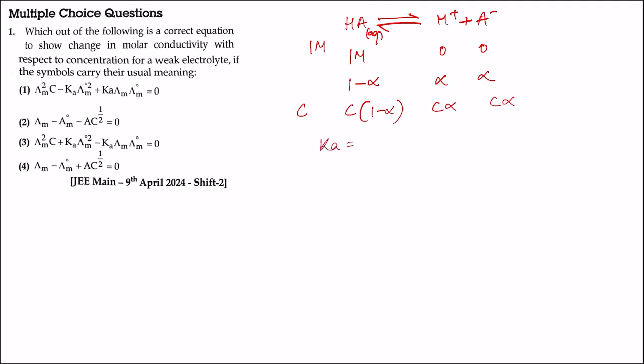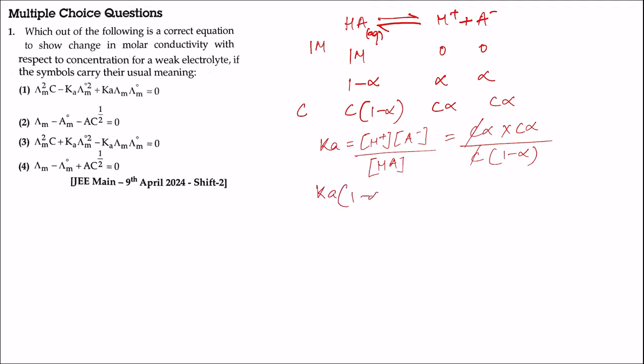The value of Ka will be equal to the concentration of H plus ion multiplied by the concentration of A minus ion divided by the concentration of the weak electrolyte. Putting the values, this is C alpha into C alpha divided by C into 1 minus alpha. C gets cancelled. Rearranging the equation, Ka into 1 minus alpha is equal to C alpha square, and this can be written as C alpha square plus Ka alpha minus Ka is equal to 0.